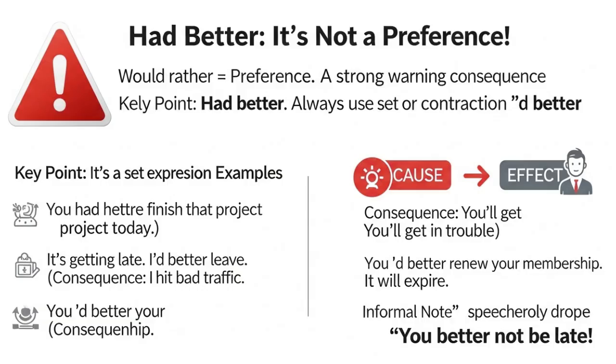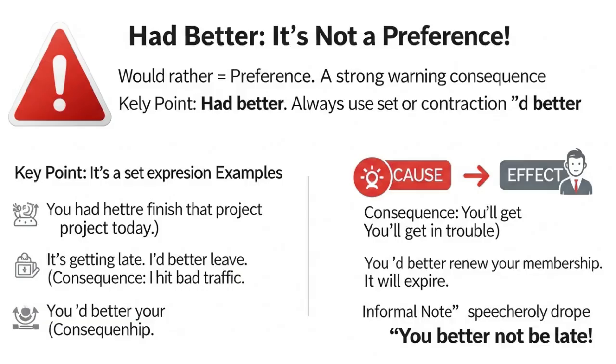And in informal English, people often drop the had. You better, she better, he better. The CEO had better not miss this flight again, or there will be hell to pay. So, had better can be a really strong warning, but we also use it to mean, I should do this. It's better if I do this. It's getting late. I'd better leave before the traffic gets bad. Notice the contraction, I'd, and this time it's I had, not I would.